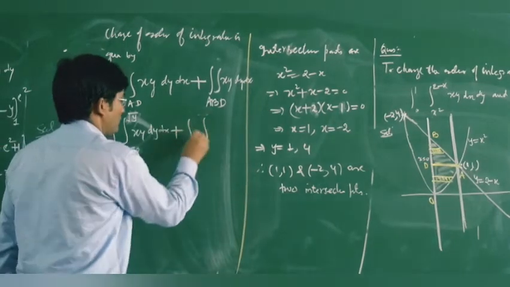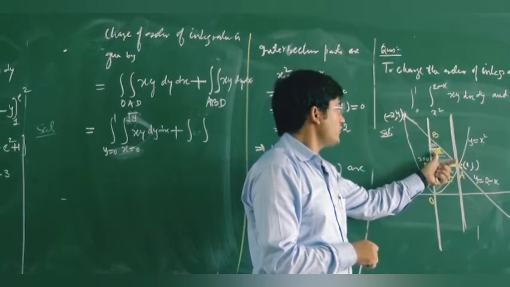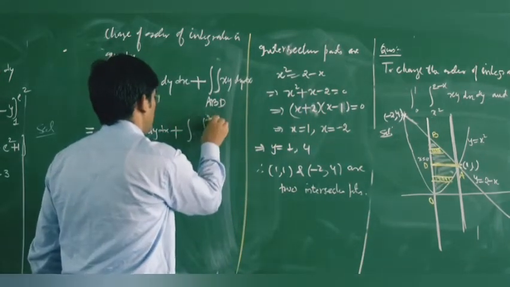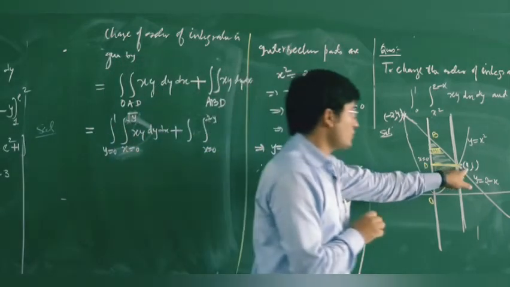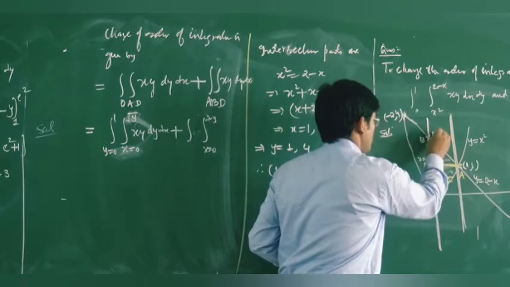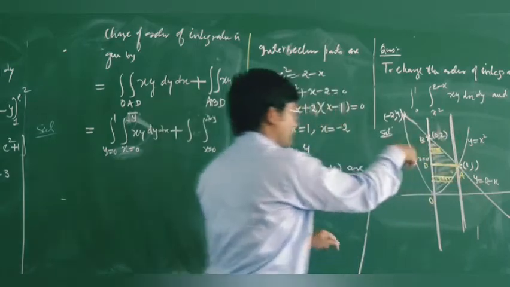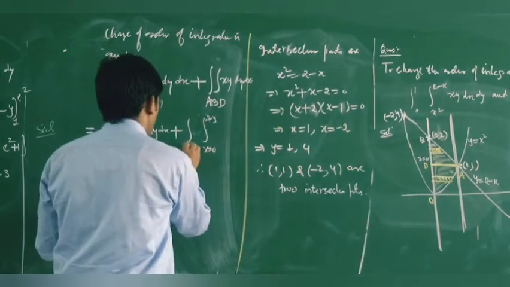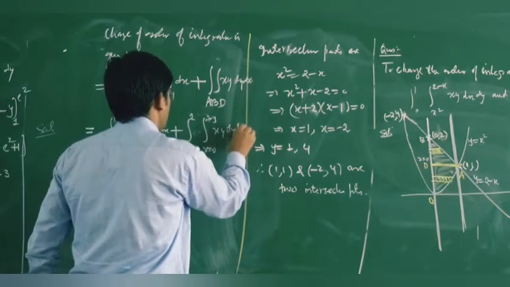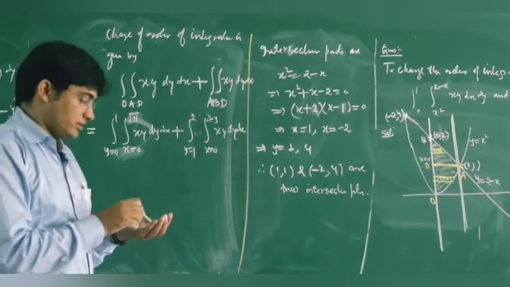Then for the second part, here your x will be from 0 to 2 minus y, and your y will be from 1 at this point, and at this point your x is 0. So for this region your y will move from 1 to 2, and then we have xy dy dx. Now let us integrate this one, because we also have to evaluate this integral.